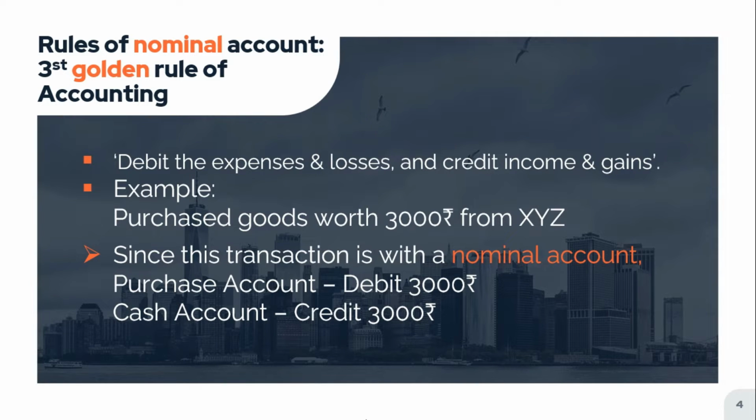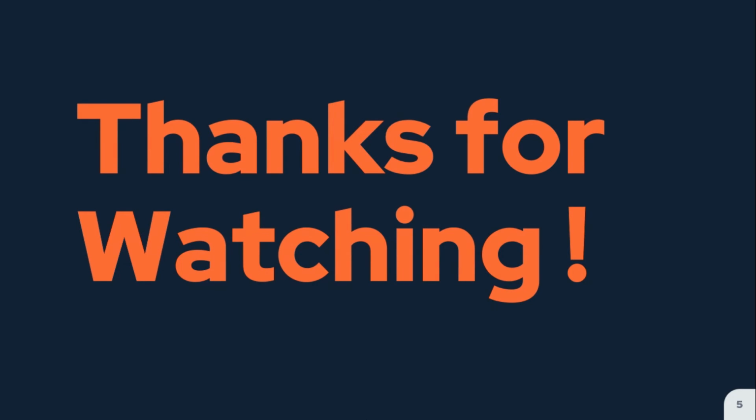And the other way around, if you had sold goods worth 3,000 rupees, in that case, you would have credited rupees 3,000 to your sales account and debited rupees 3,000 to your cash account. So whenever you have any expense, you will debit the account, and if it is an income, you will credit the account. So guys, that is it in this video. In this video, we learned about the golden rules of accounting.